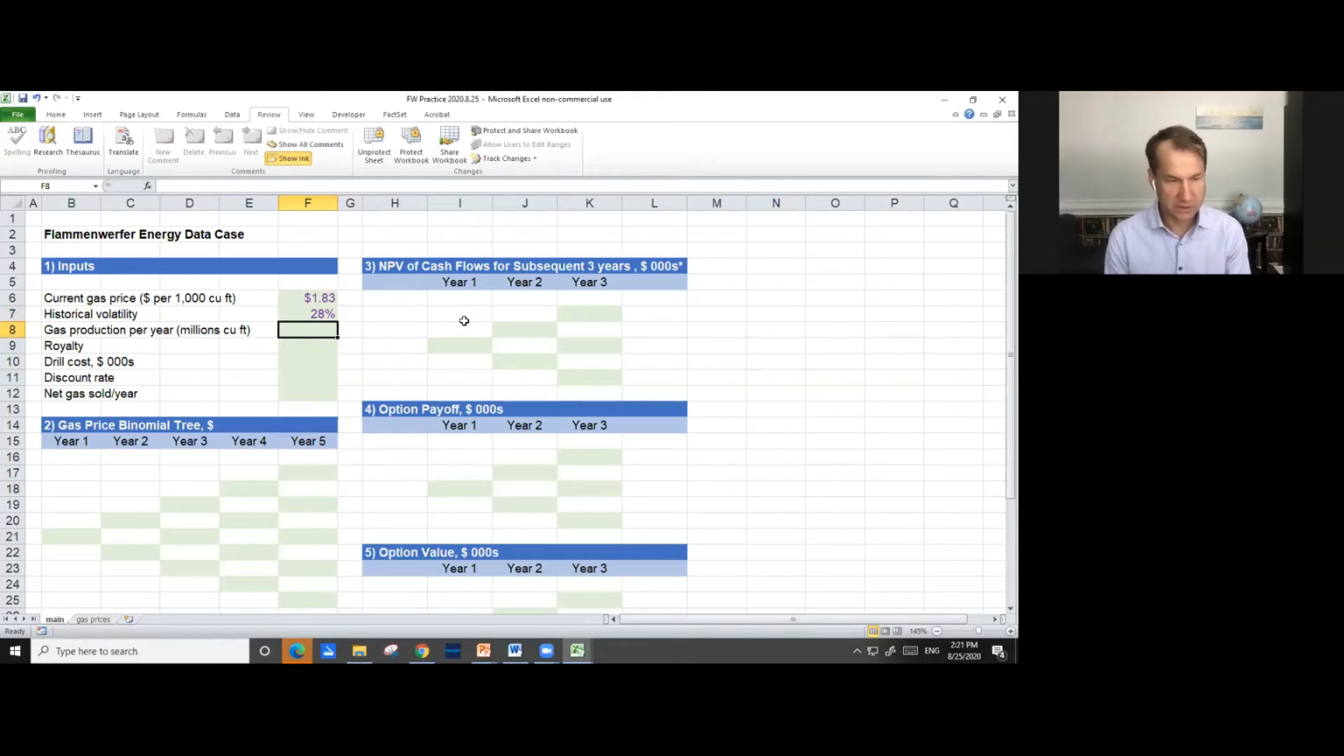Gas production, this was given in the instructions, 500 million cubic feet. Royalty is 12.5% from the instructions. The drill cost is 2.5 million, so expressed in thousands, this would be 2,500. Discount rate, we were given 20%. Net gas sold would be gas produced minus royalty, so multiplied by 1 minus the royalty rate. So net gas sold is 437.5 million cubic feet.